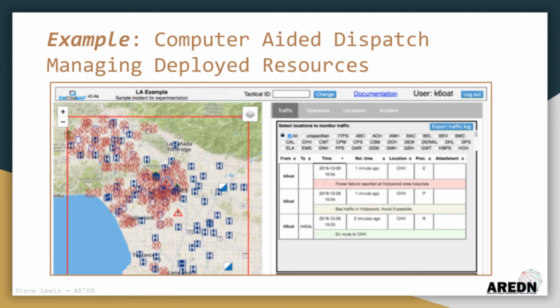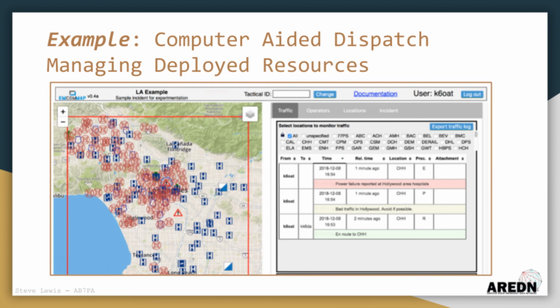When a community-wide event or emergency occurs, one of the big challenges is keeping track of deployed resources, whether they're people or places or equipment. And in this example, an AREDN network is being used to track resources and display messages that are sent between sites. The map on the left is a great visualization tool, and the main goal of this software was to increase the team's situational awareness.